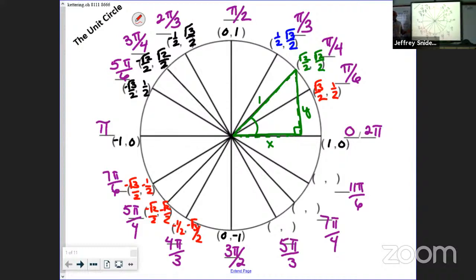When I go to quadrant 4, I can either take these and move them over, or take these and move them. That's my choice. It doesn't matter. Okay, so here we go. What's this one going to be at? 1/2, negative radical 3 over 2. Radical 2 over 2, negative radical 2 over 2. Radical 3 over 2, negative 1/2. Boom. There it is. We have filled it out.